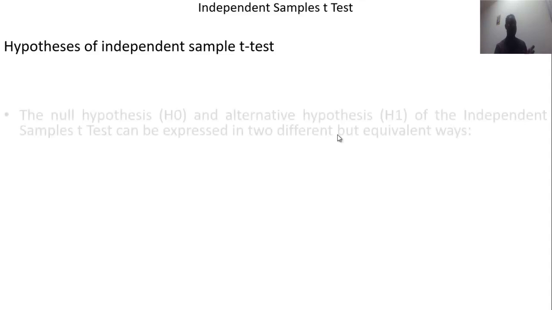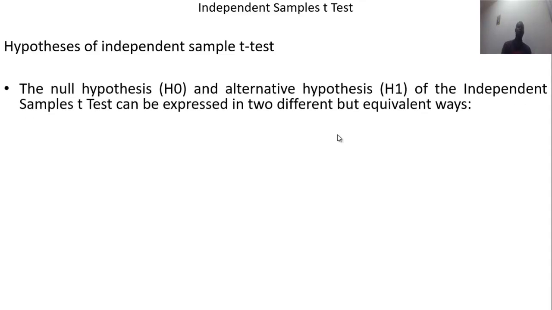Another thing is that whenever you are running tests, implicitly there is a hypothesis. For the independent sample t-test, basically there are two hypotheses: one is the null hypothesis and another is the alternate hypothesis. The null hypothesis says that there is no mean difference.